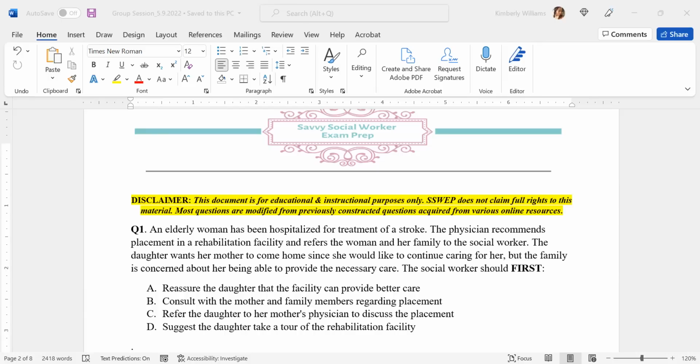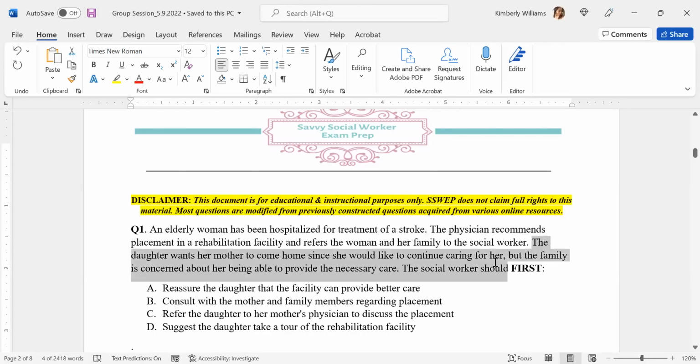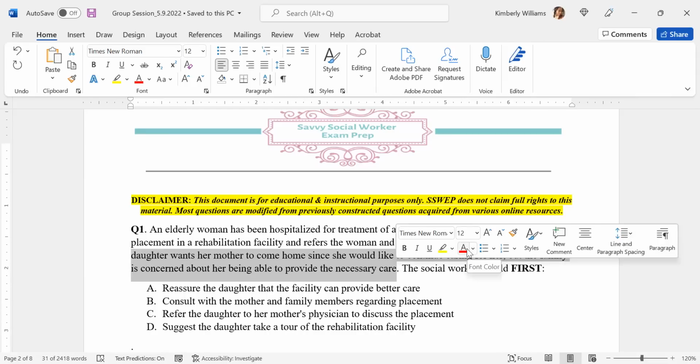The daughter wants her to come home. Right. So okay, Rochelle, are you saying the recommended placement, or are you saying... Well, I mean where the woman is going to go once... Okay, I'm glad we cleared it up.